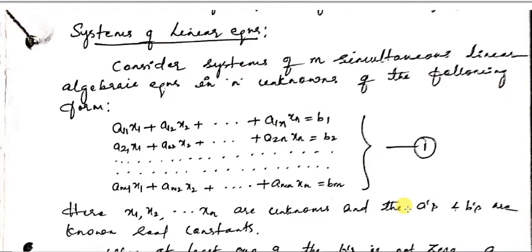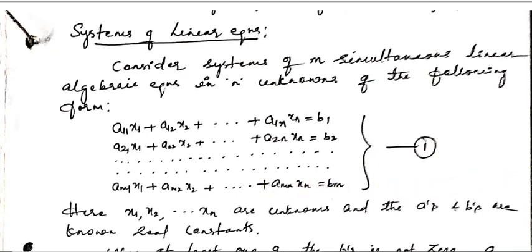Let us consider a system of m simultaneous linear algebraic equations in n unknowns of the following form. Number one is called a system of m linear equations in n unknowns. We don't know whether it is homogeneous or non-homogeneous. The system is always in the form a11x1 plus a12x2 plus and so on plus a1nxn is equal to b1, a21x1 plus a22x2 plus and so on plus a2nxn is equal to b2, and so on, am1x1 plus am2x2 plus and so on plus amnxn is equal to bm.